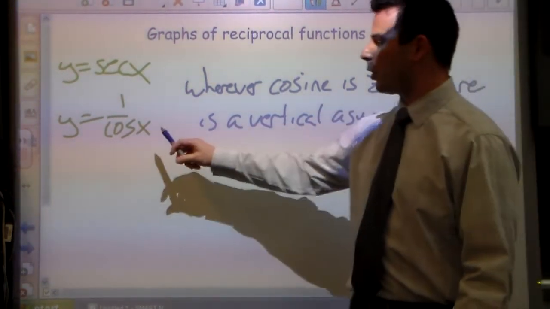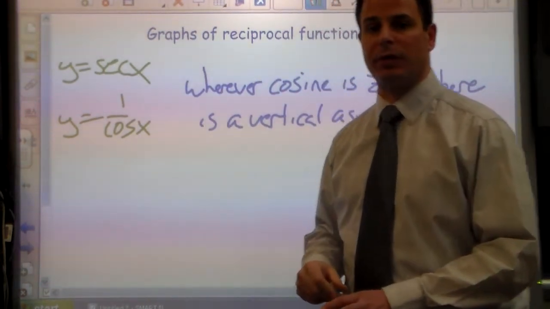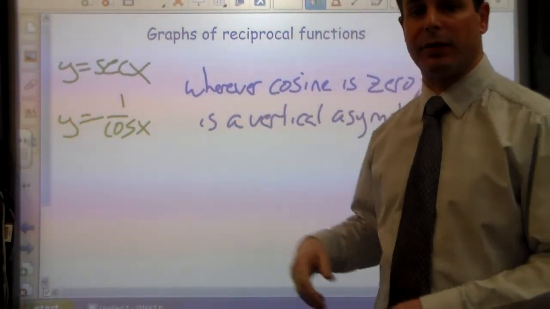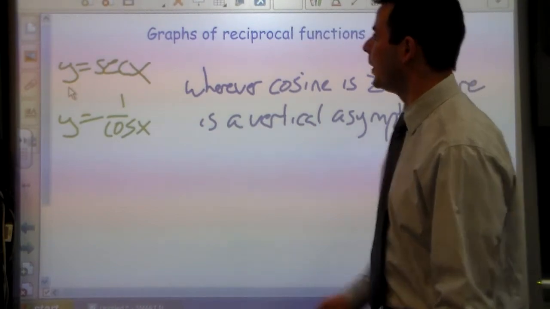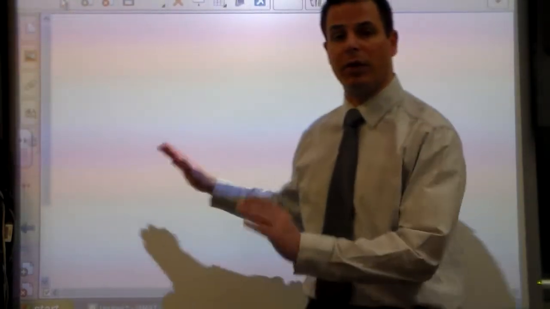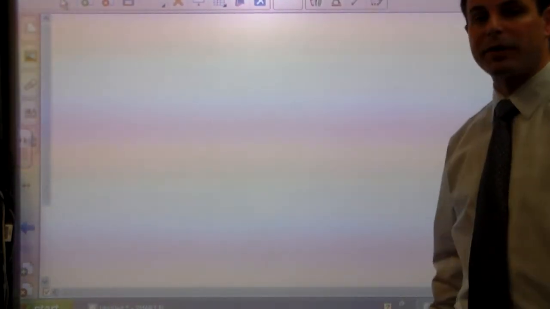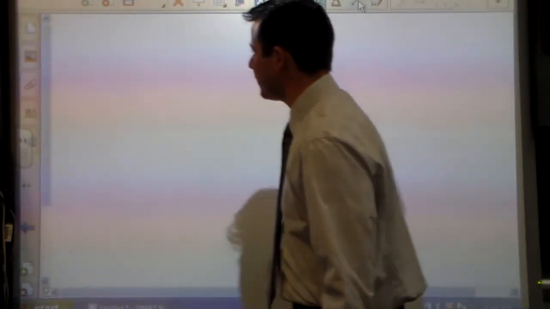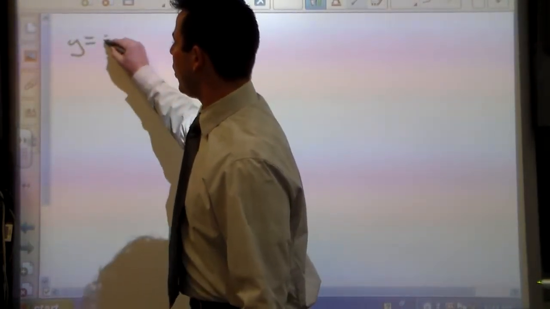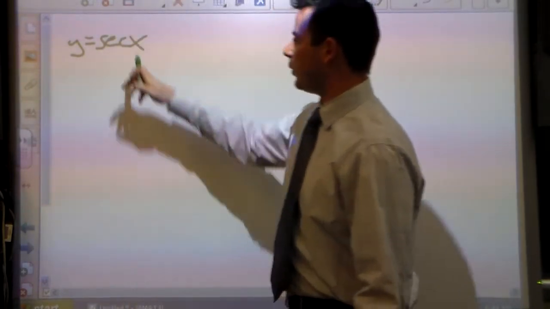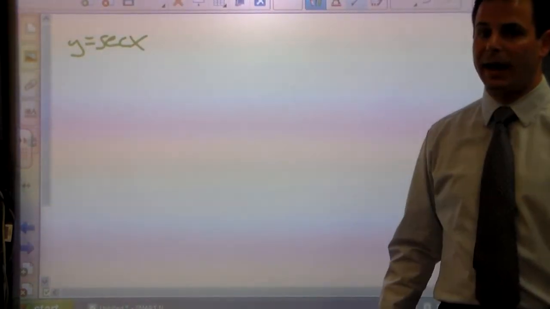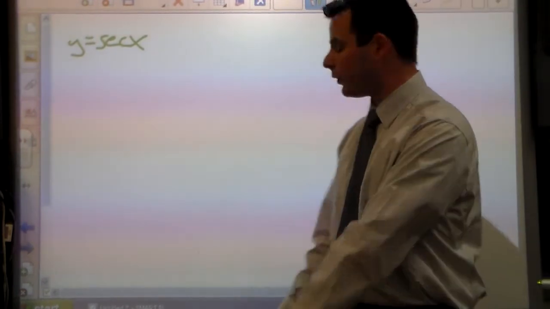Well, we can figure out where cosine is 0 from the unit circle, or we could use its graph to determine where cosine is 0. And that's the way I'm going to do it. I'm going to use the graph of cosine to see where cosine is 0. So let's graph cosine from 0 to 2 pi. But really, ultimately, what we're trying to do is graph y equals secant x by using the graph of cosine.